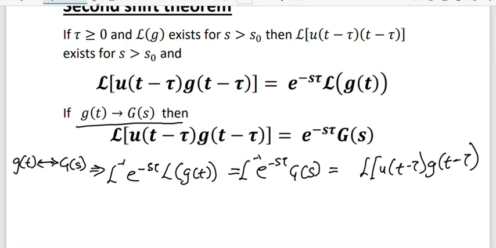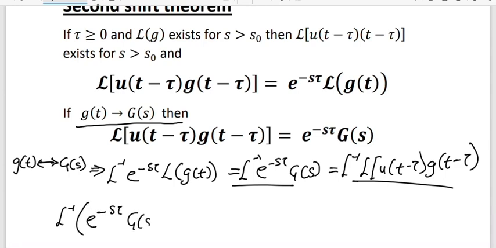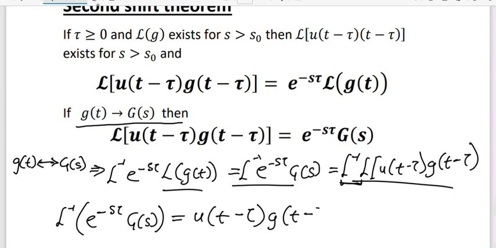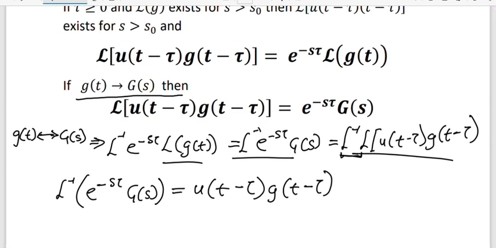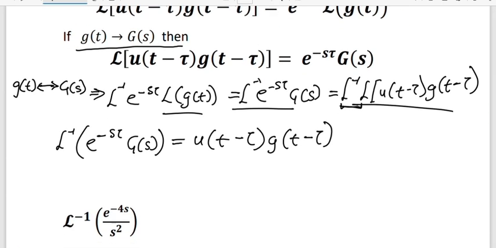Okay, and if we start to take the Laplace inverse of all the terms here, we can just pick these two. The Laplace inverse of exponential negative s tau G(s), which we know is this, as the inverse and the Laplace will cancel out, we have u(t minus tau) g(t minus tau). Alright, and we're going to apply this by solving an example immediately.